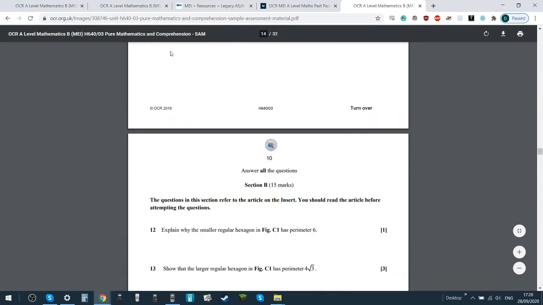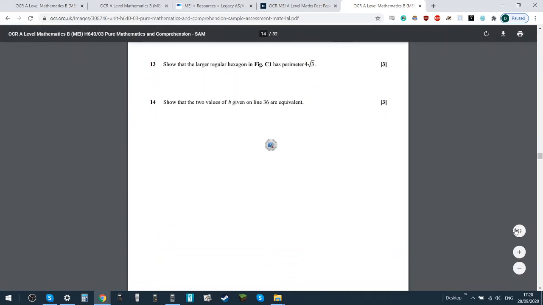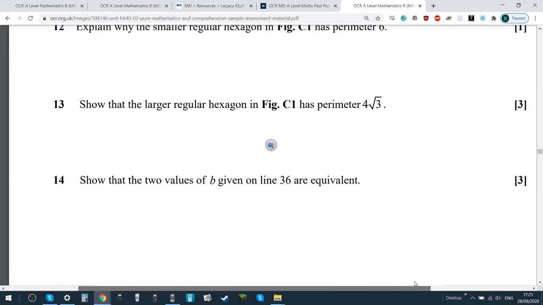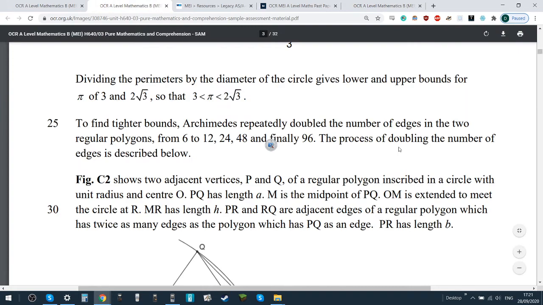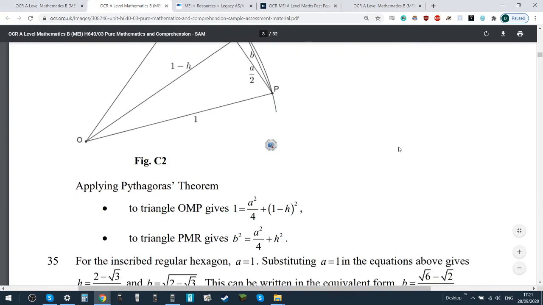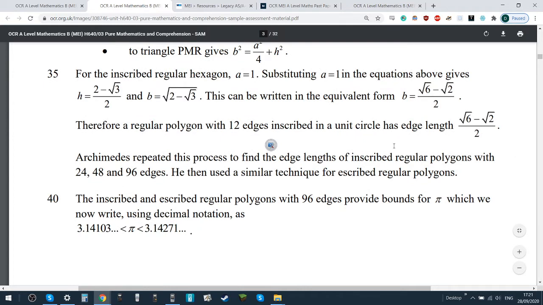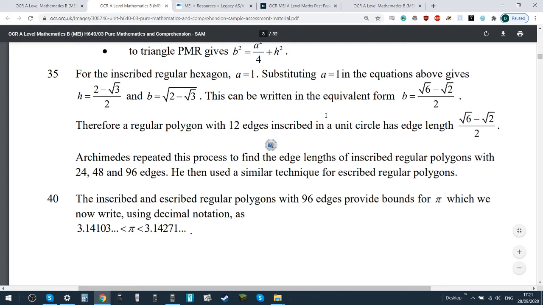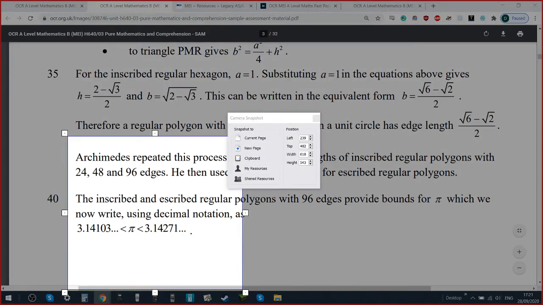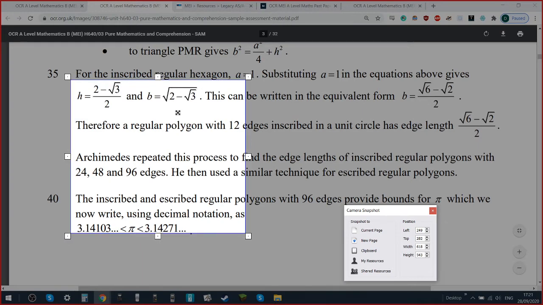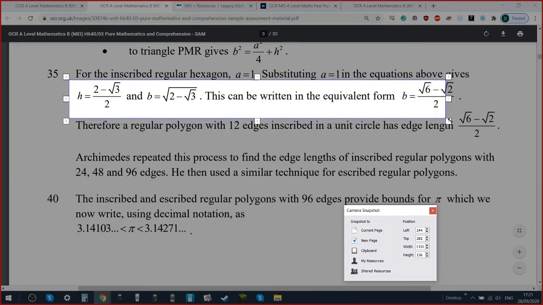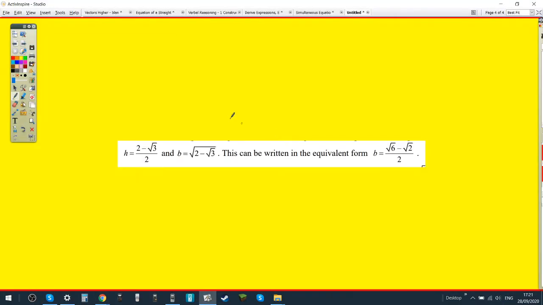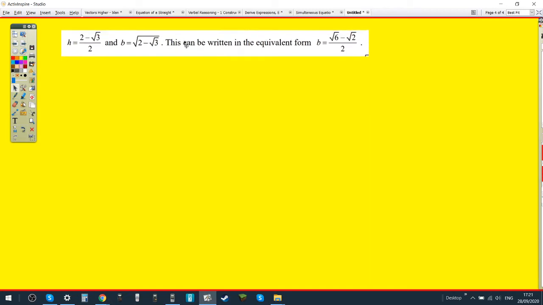Question. We did 13, 14. Show that the two values of b. Okay. I don't know. They are given on line 36. B is equal to root 2 minus root 3. Okay. Fun. So show that what is equivalent to what? That b equals root 2 minus root 3 and root 6 minus root 2 over 2. So I've literally never seen that before.